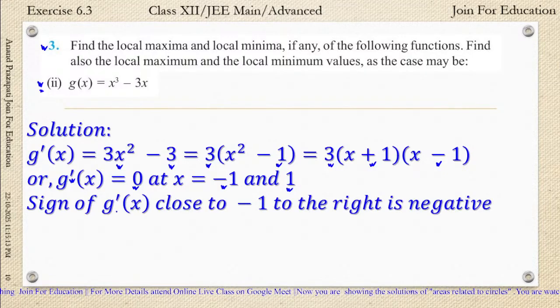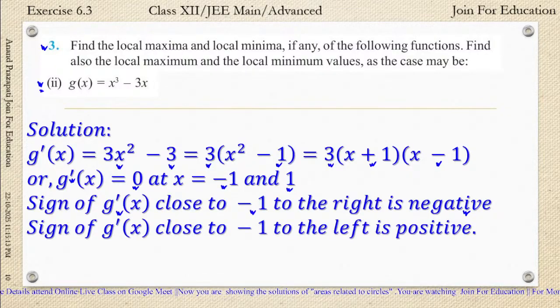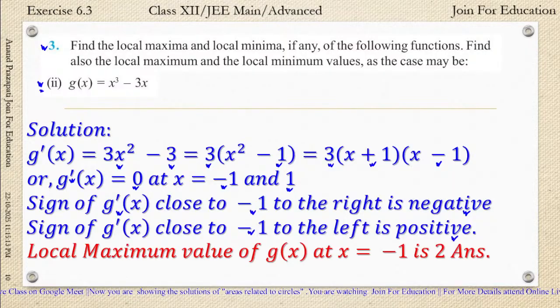Sign of g dash x close to minus 1 to the right is negative. Sign of g dash x close to minus 1 to the left is positive. Local maximum value of gx at x equal to minus 1 is 2. I hope there is no problem to understand the solution of question number 3 (ii).